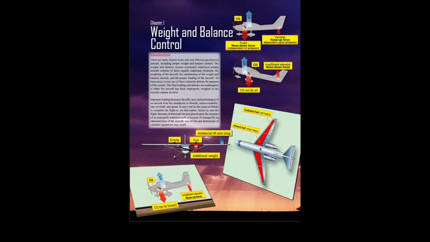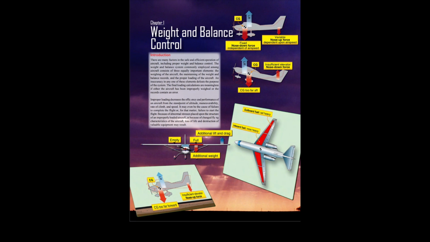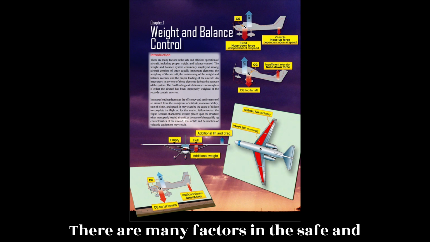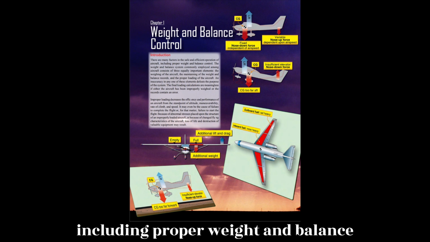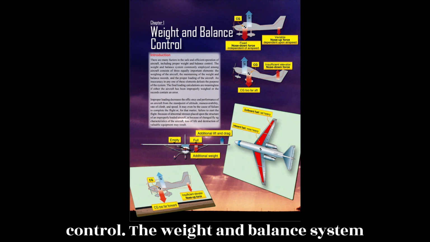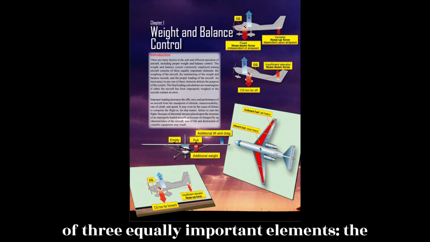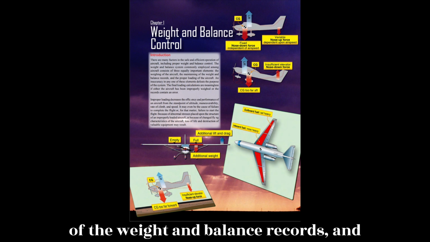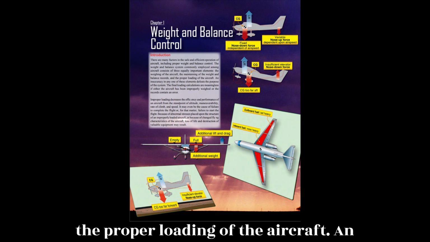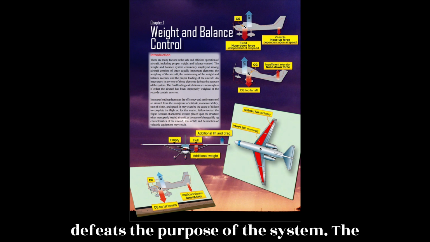Chapter 1. Weight and balance control. Introduction. There are many factors in the safe and efficient operation of aircraft, including proper weight and balance control. The weight and balance system commonly employed among aircraft consists of three equally important elements: the weighing of the aircraft, the maintaining of the weight and balance records, and the proper loading of the aircraft. An inaccuracy in any one of these elements defeats the purpose of the system.